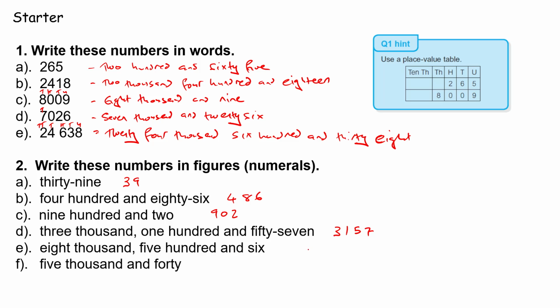8,506. So there's nothing in the tens column. 8,500. No tens and 6. And the last one is 5,040. Okay, so 5,000, no hundreds, and 40. Okay, so mark your work, make corrections. RAG. Once you've done with that, hit play again, and we'll move on to place value.